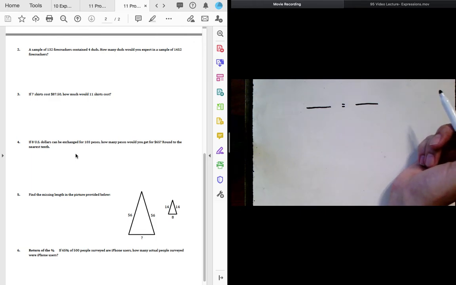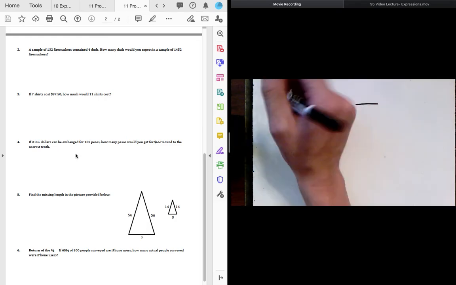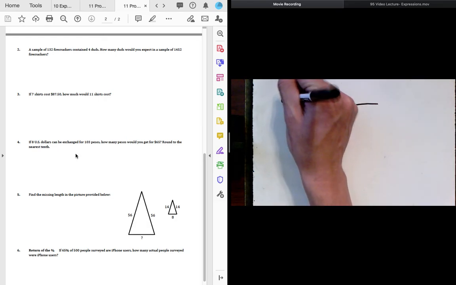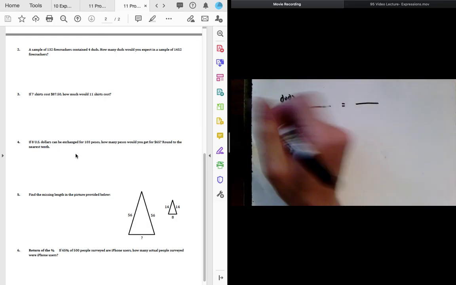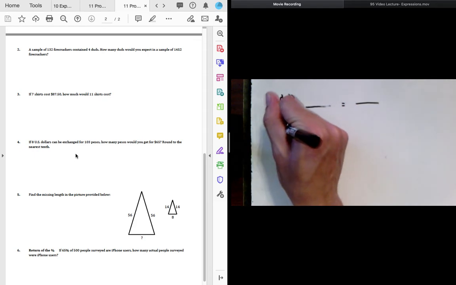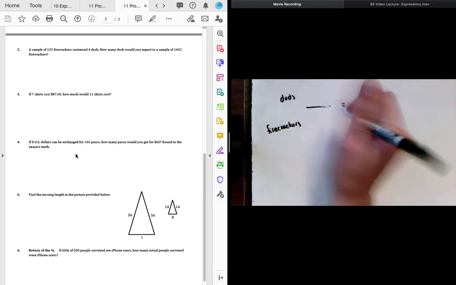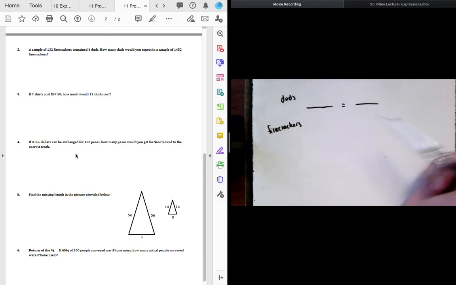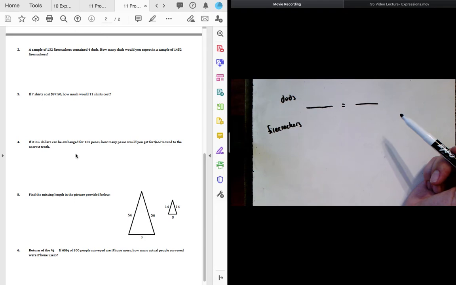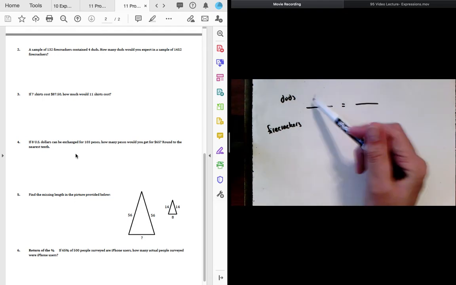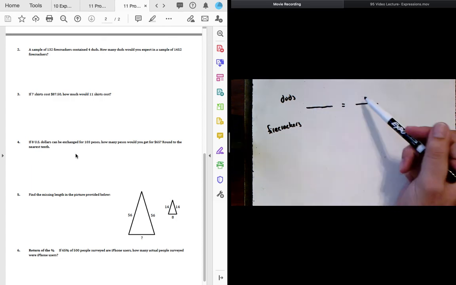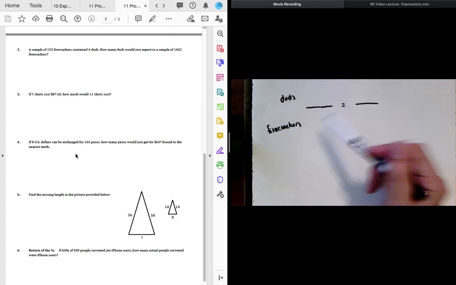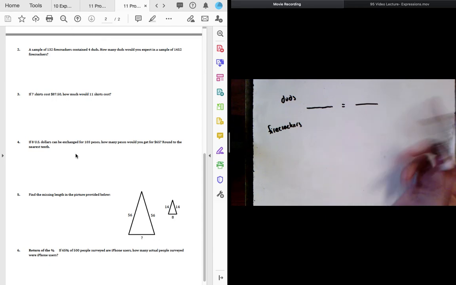Now, I think of the duds as just a portion of all of the firecrackers. So me personally, I would put duds on the top, and I'm going to put firecrackers on the bottom. Writing these 2 values out will go a long way towards making sure that you set the problem up correctly. Now, when I make this problem, I want to make sure that any of the values that are duds are going to go on the top of my fractions, and any of the values that are just firecrackers are going to go on the bottom.